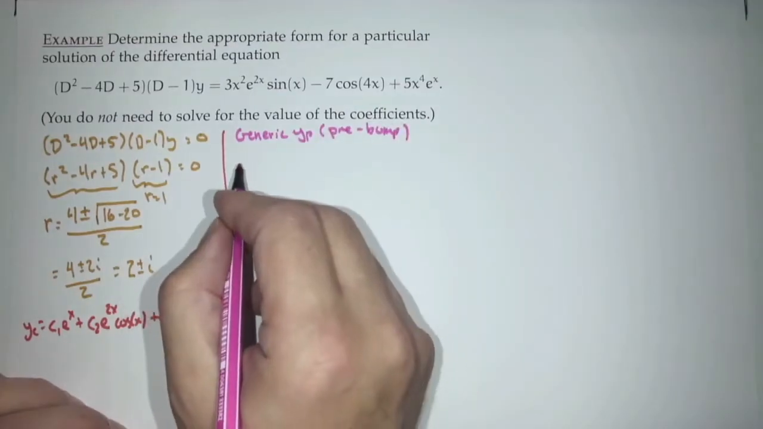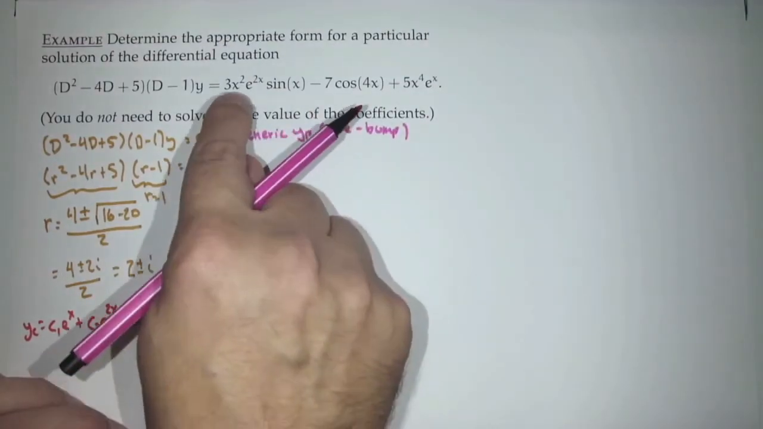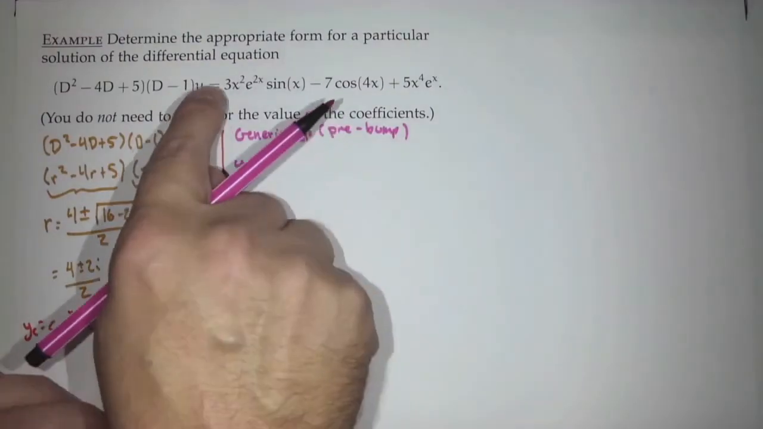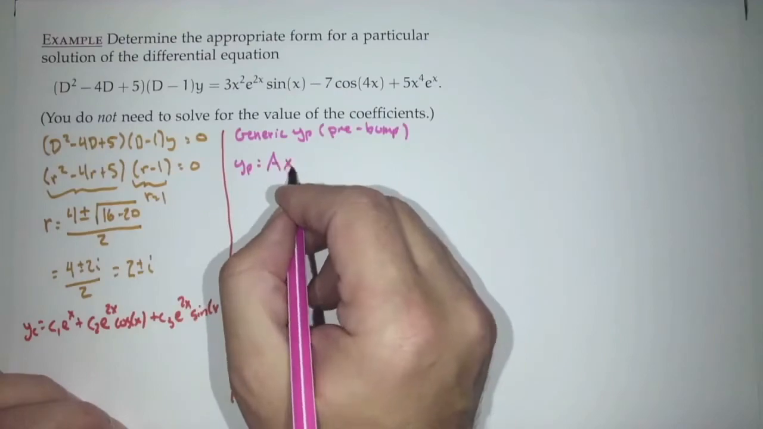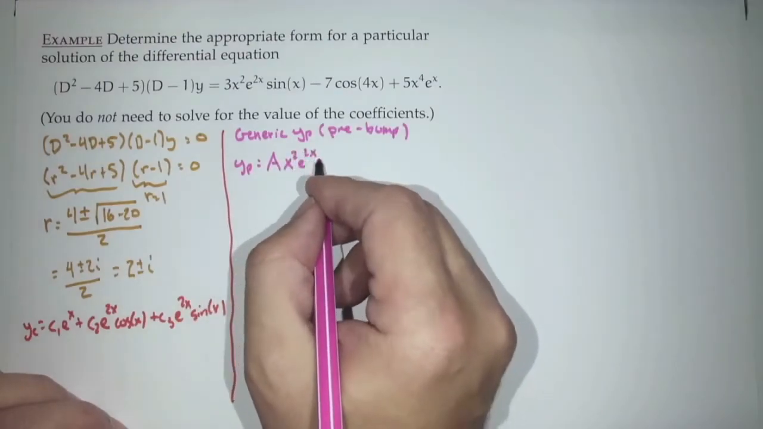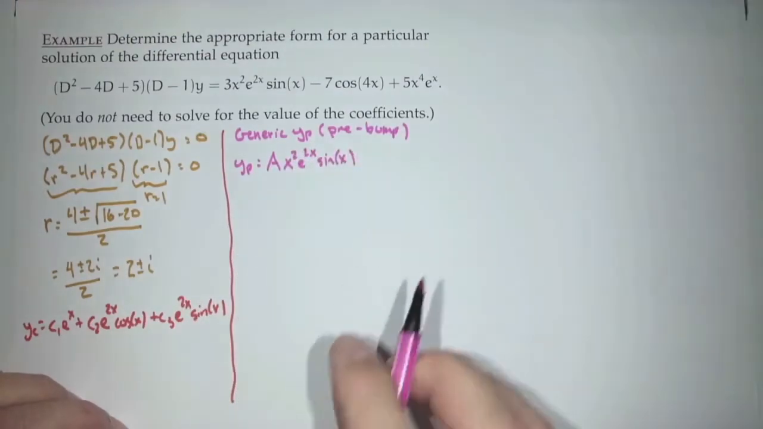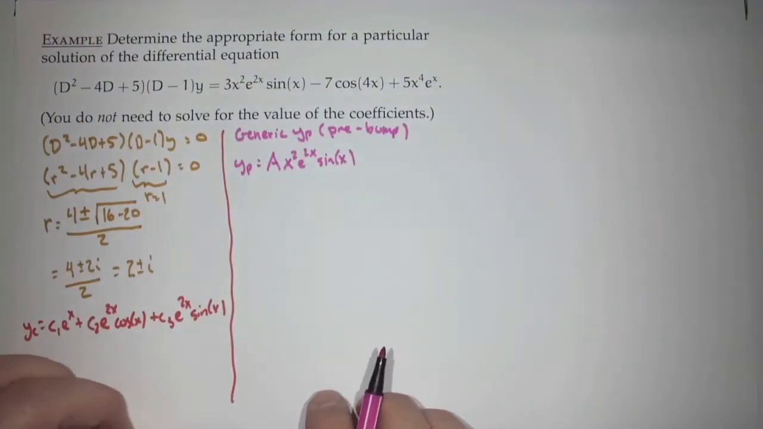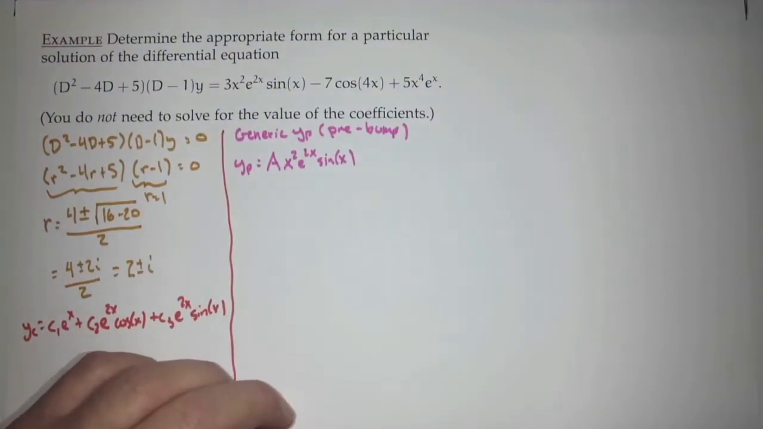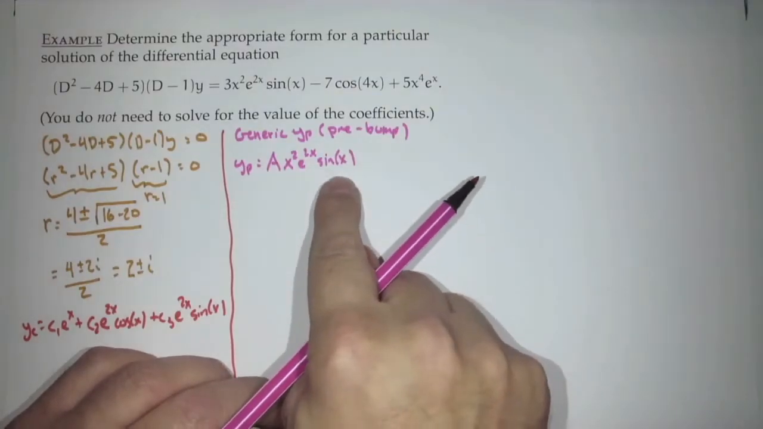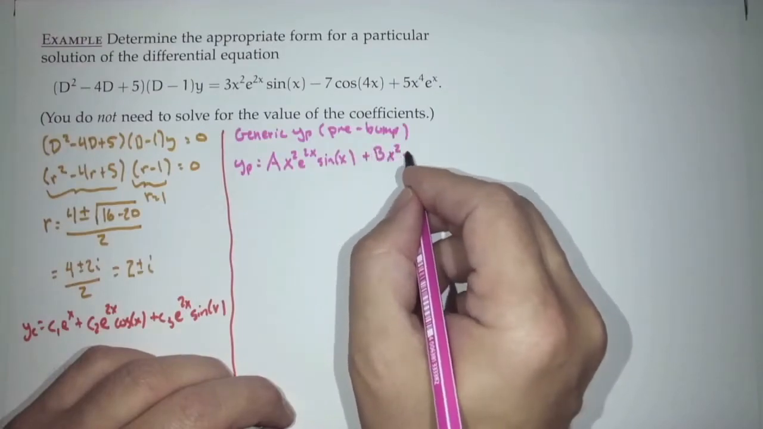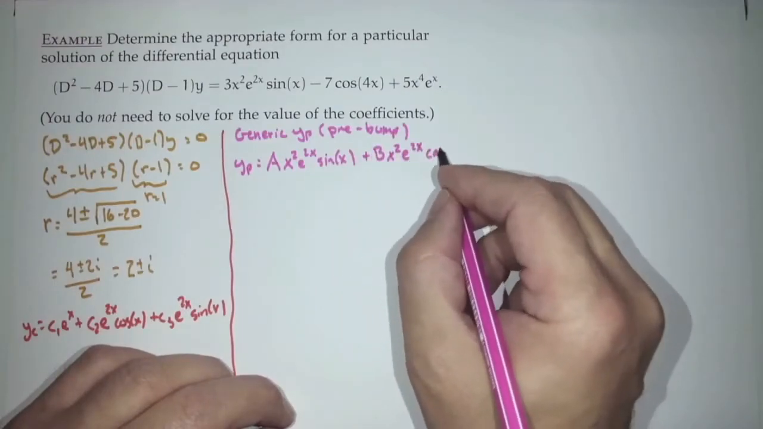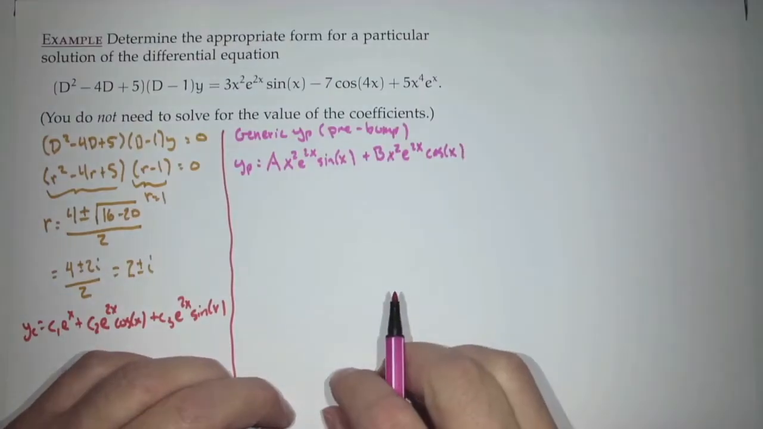All right, so the first piece, don't worry about the 3. Write down the function. So there's a x squared e to the 2x sine of x. What else do we need? We need a cosine, right? Because sine, cosines, they come in pairs. So b x squared e to the 2x cosine of x. Anything else?